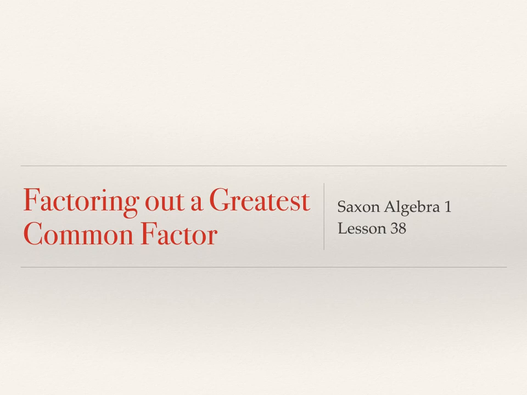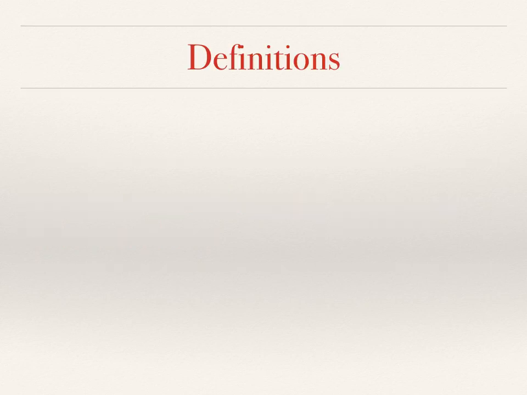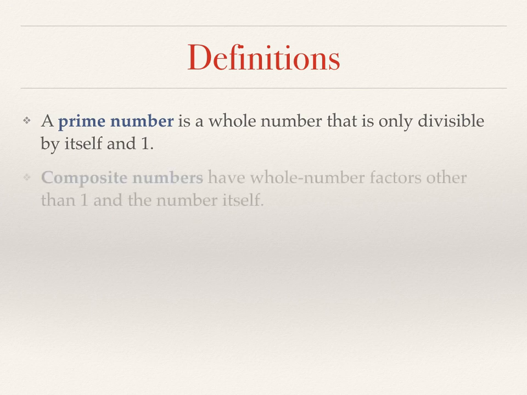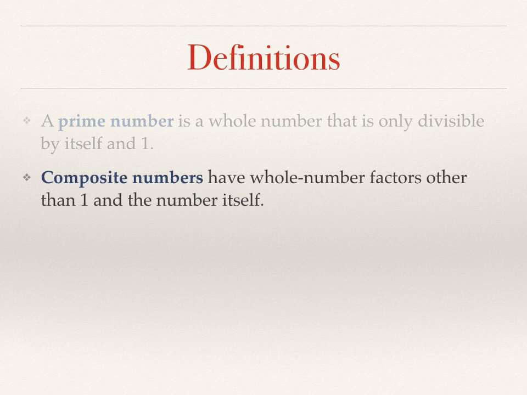Factoring out a greatest common factor. A prime number is a whole number that is only divisible by itself and 1. An example of a prime number would be 17. Composite numbers have whole number factors other than 1 and the number itself.